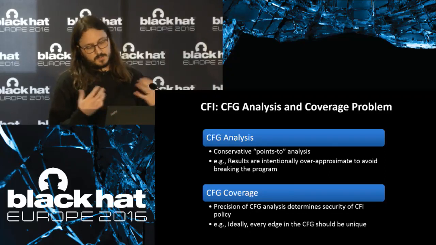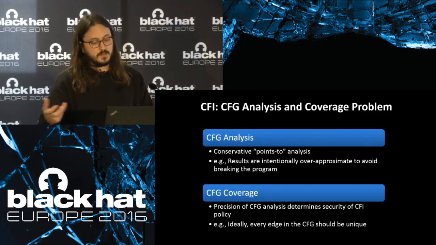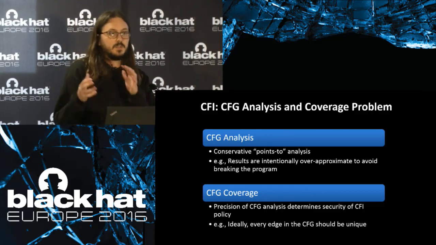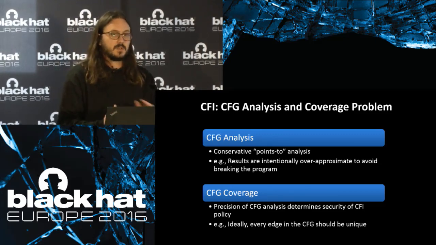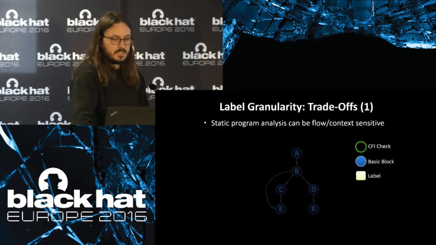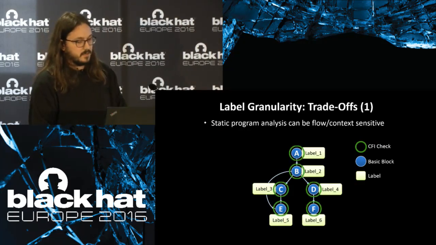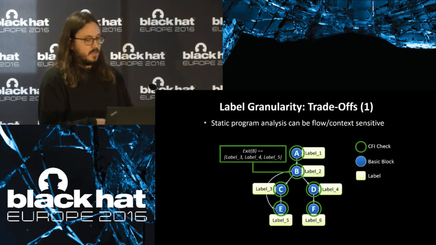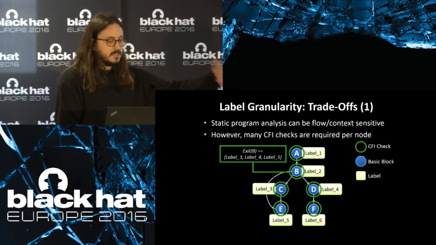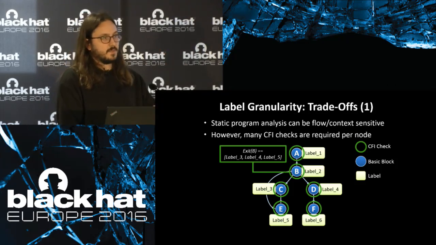What this leads to, though, in terms of the issues with CFI is that the precision of the control flow graph analysis actually determines the security of a CFI policy. Ideally, we'd like every edge in the control flow graph to be unique, so that you can't arbitrarily redirect control or bend control flow within your CFI policy. As an example, we can have some static analysis that's flow and context sensitive, where we can completely recover the intended control flow targets at a particular point. However, this requires many CFI checks at that instrumentation point, and basically is going to degrade performance overall.